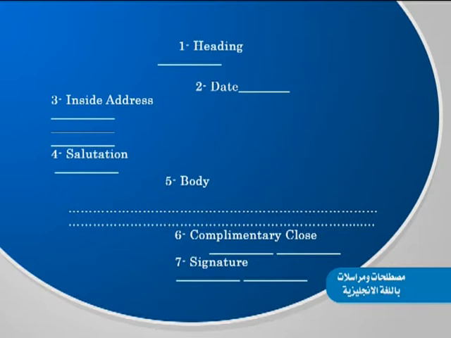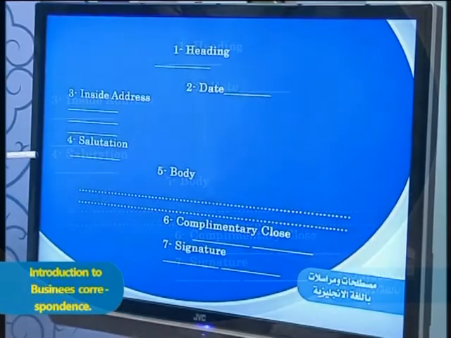Number 6, we have the complimentary clause. This can be placed on either the right or the left side of the business letter. The last one is the signature. Again, the last 2 items can be placed according to the typical typing order used by the company.